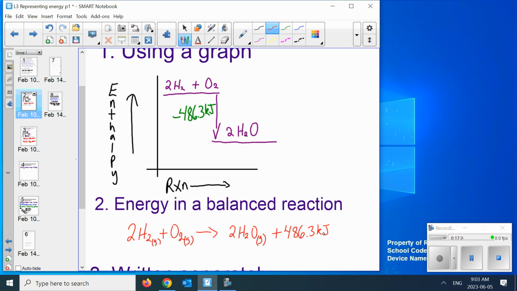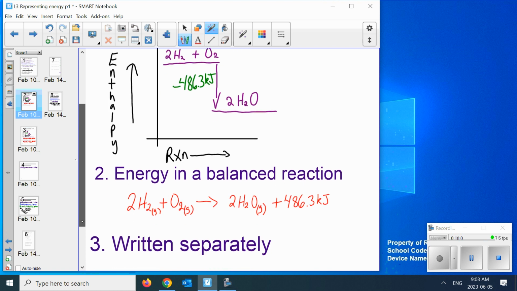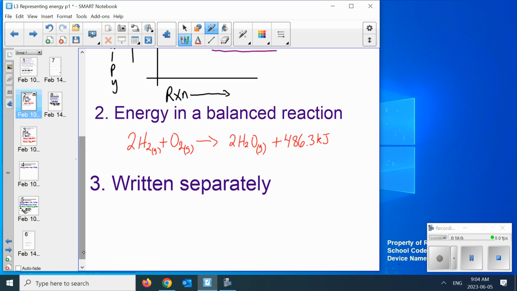If that reaction required energy, I would put 486.3 kilojoules on the left-hand side. Decreasing or throwing the energy out. Correct. You don't use the negative sign. All the negative sign means is leaving the energy system. We have a word for that. Exothermic reaction. We'll talk about that word later on. That's correct. Now, you can also write it separately.